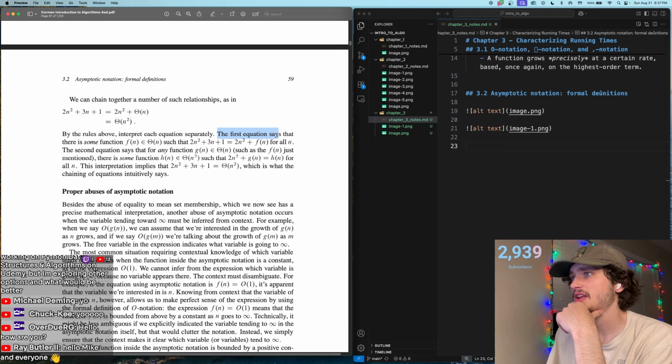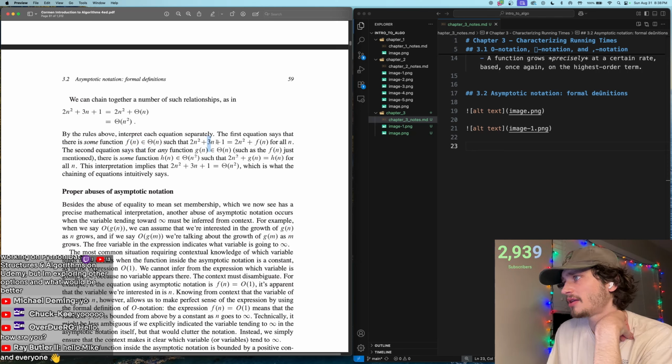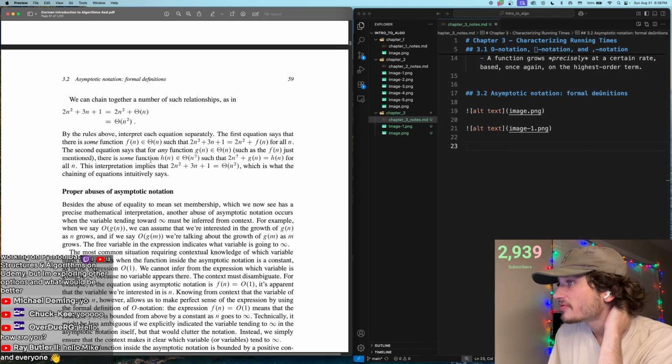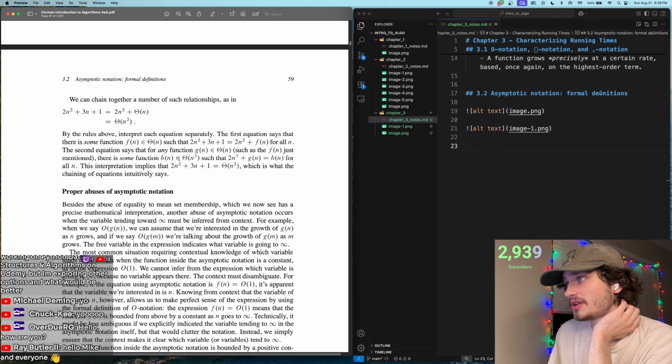The first equation says that there is some function f(n) that is within Θ(n), such that 2n² + 3n + 1 is equal to 2n² + f(n) for all n. The second equation says that for any function g(n) within the set Θ(n), such as f(n) as mentioned, there is some function h(n) that is within Θ(n²).